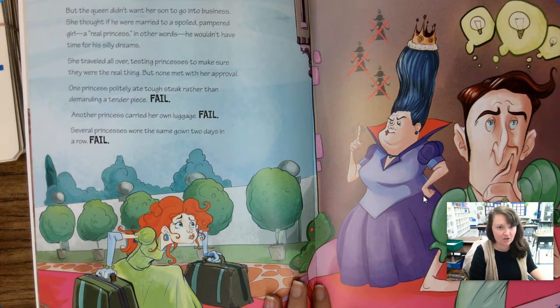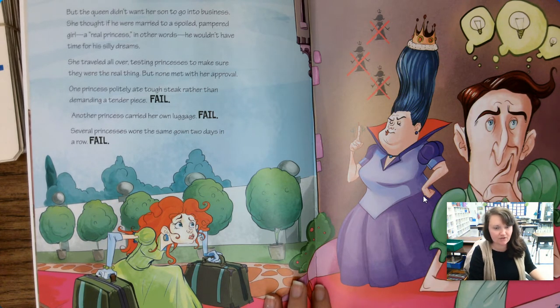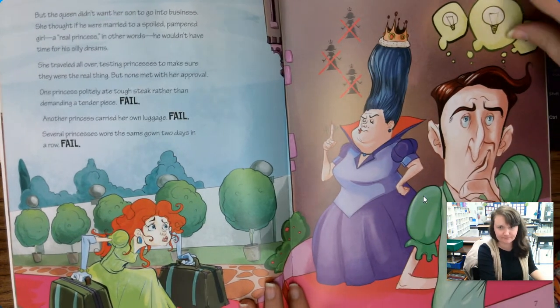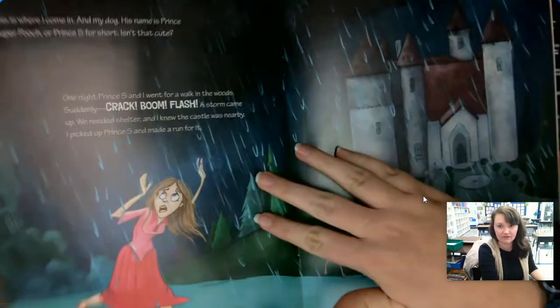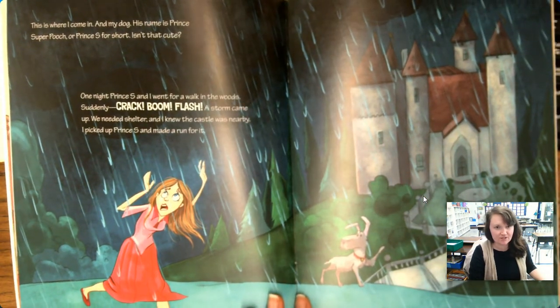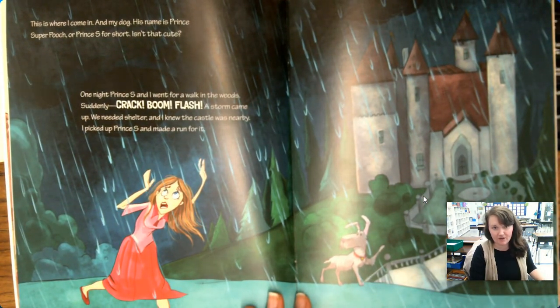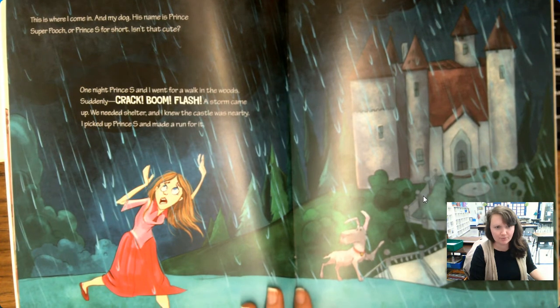She traveled all over testing princesses to make sure they were the real thing, but none met with her approval. One princess politely ate tough steak rather than demanding a tender piece. Fail! Another princess carried her own luggage. Fail! Several princesses wore the same gown two days in a row. Fail! All failing. This is where I come in. And my dog. Her name is Super Pooch, or Princess for short.